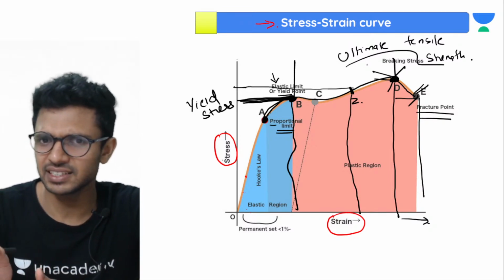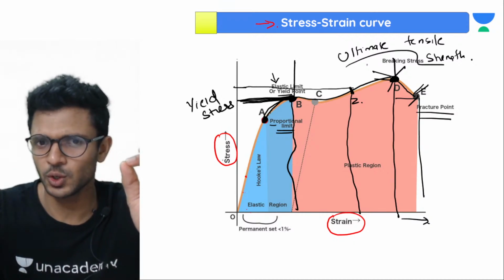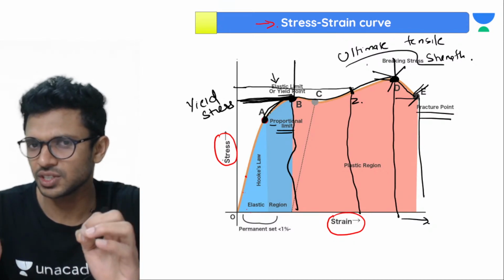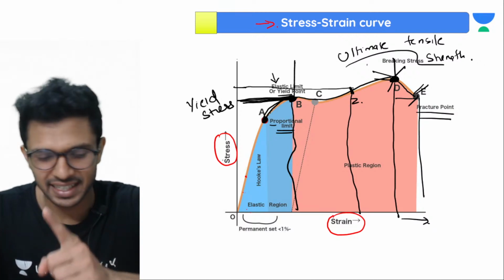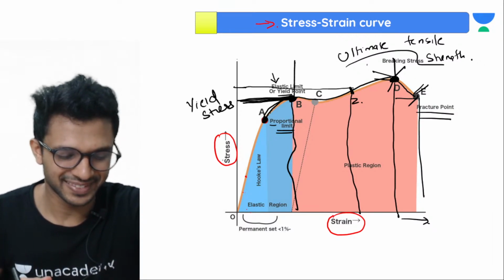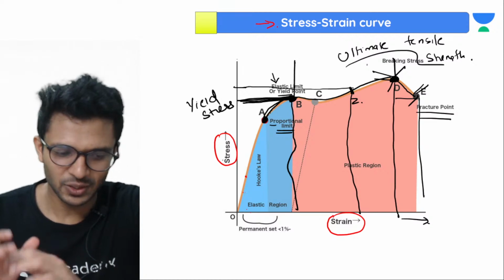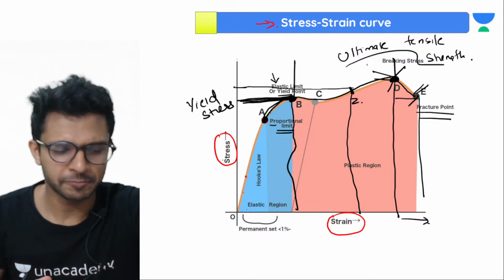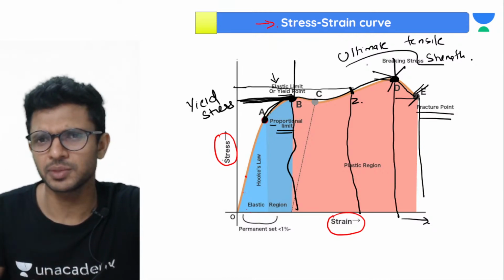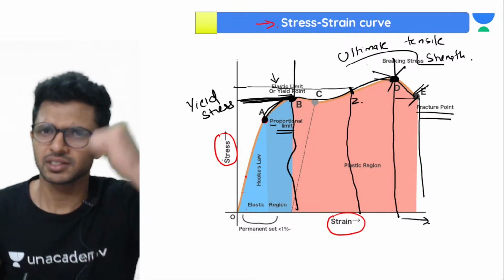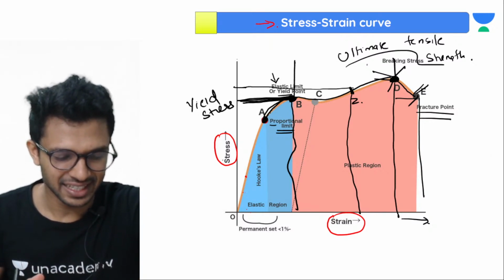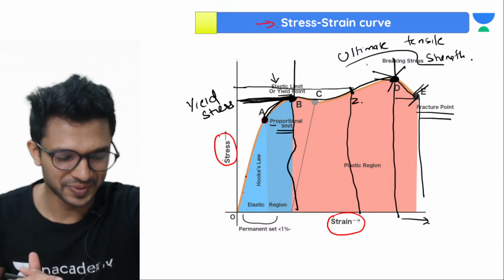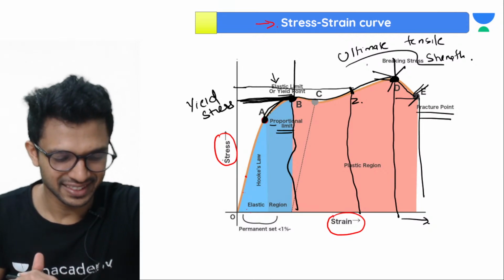Once again, yield stress, those who want to write it down, I'll go slowly. Yield stress is the value of stress till where the body will be acting elastic in nature. So now perfect, I suppose. Whatever questions come from this part of the stress strain curve, we are going to give the answer, isn't it? Yes, got it, Shraddha? Point to be noted, है ना?